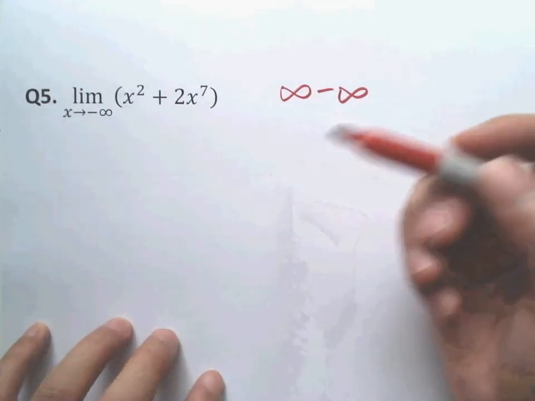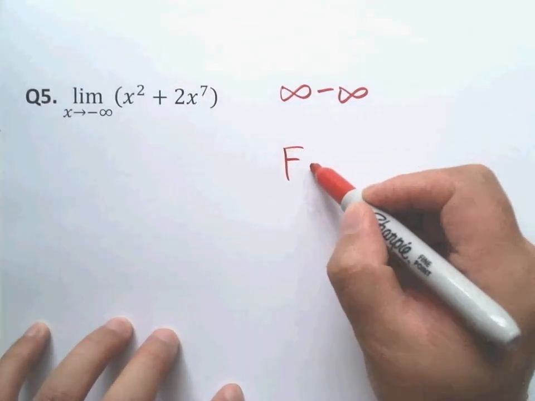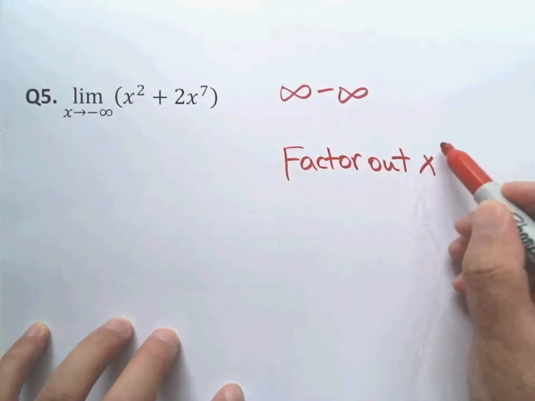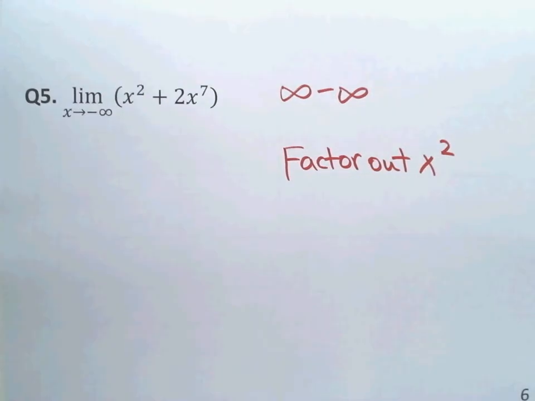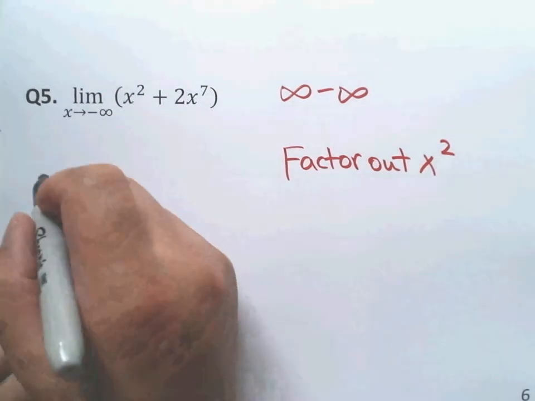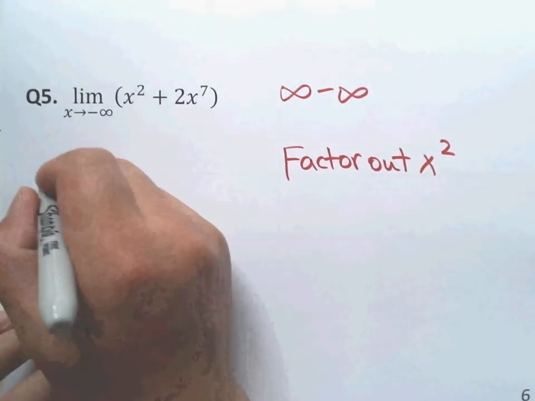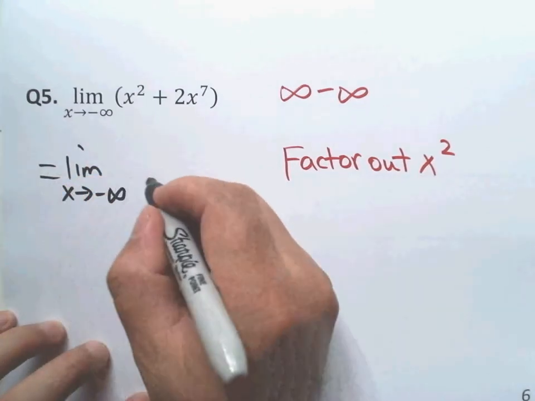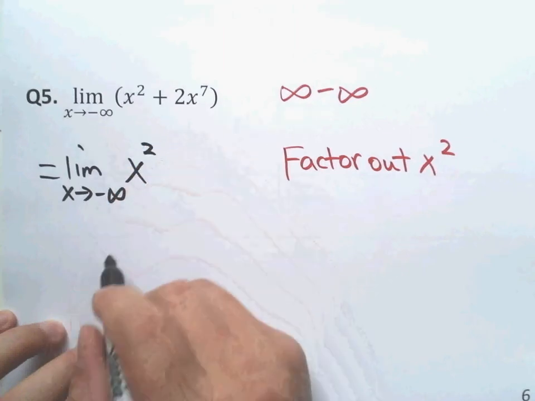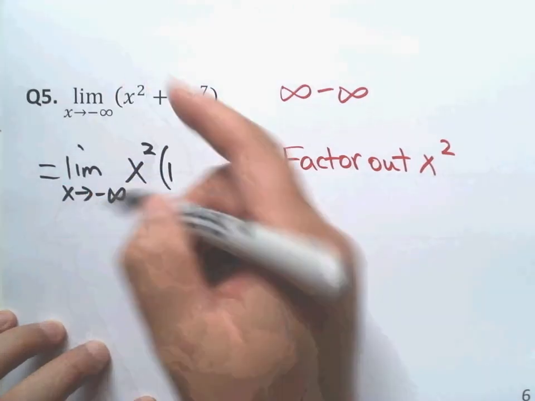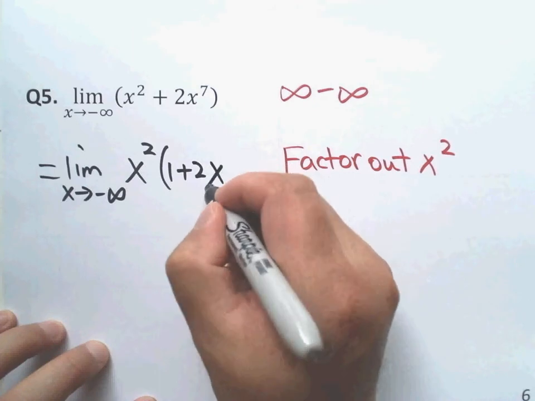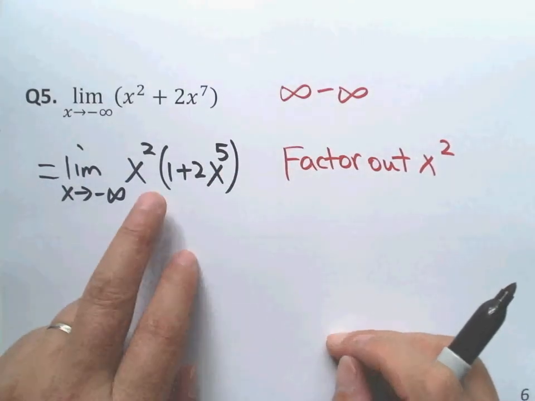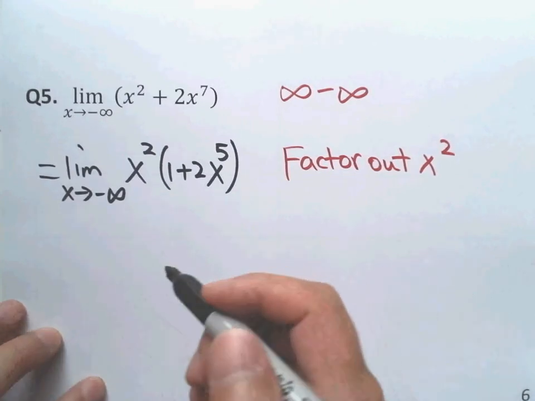But this time we cannot rationalize. How to do it? Can you see x squared is a common factor? You can factor out. This is just a trick. You factor out x squared. Why do we do this? Because later you will see what we get. We get another form, x approaching negative infinity, of x squared times 1 plus 2 times x to the 5th power left over.